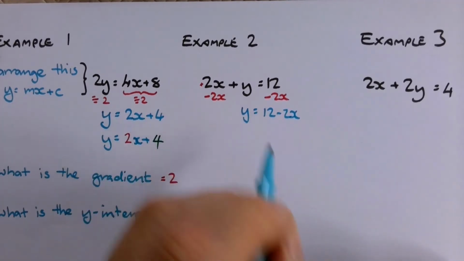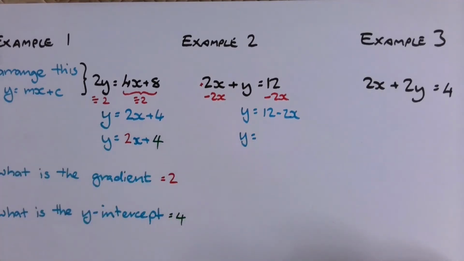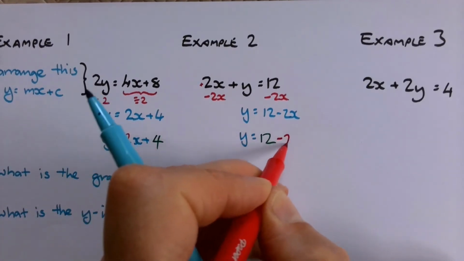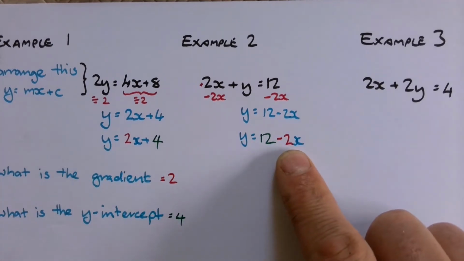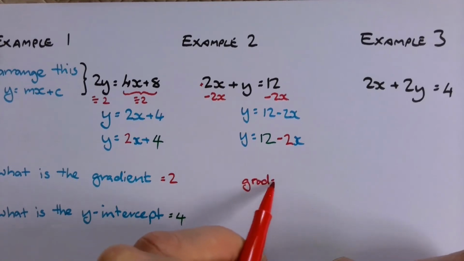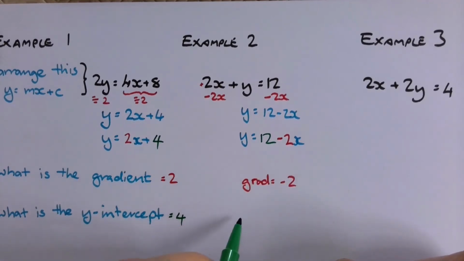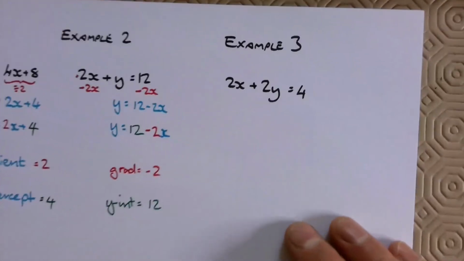So that means what we've got is y = 12 take away 2x. So the number in front of x is the gradient, that's minus 2. So the gradient is minus 2, and the y-intercept here is positive 12. All good. So let's just do another one, make sure we know what's going on.